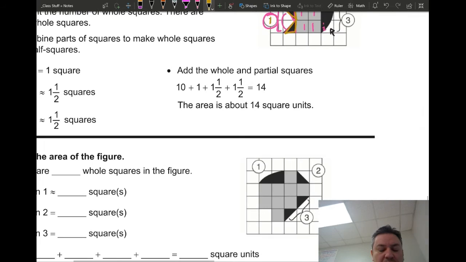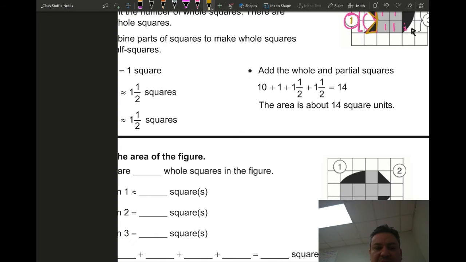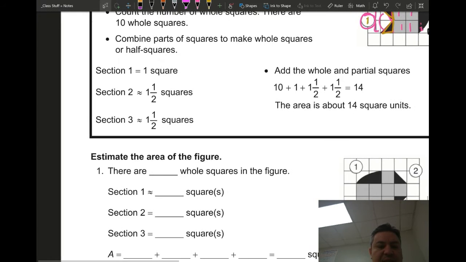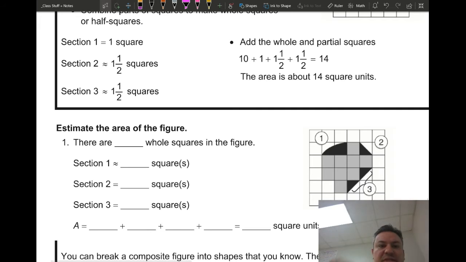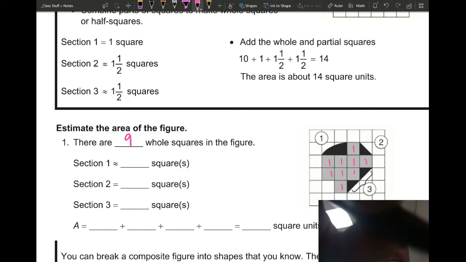Okay. So in this one, we have another sample down here. It says, estimate the area of the figure. There are how many whole squares in this figure? So whole squares, I'm going to put them in pink. All the whole squares, I have 1, 2, 3, 4, 5, 6, 7, 8, 9. I have 9 of them. 9 whole squares.